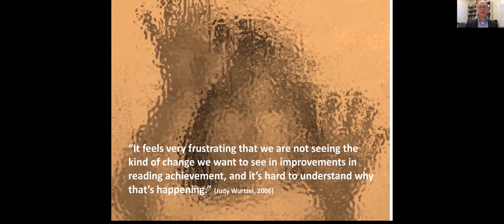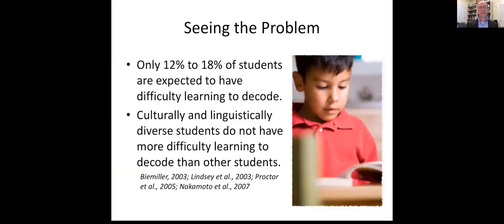Well, it's actually not really that hard to understand once you've identified the problem. And the problem is this: you're only going to have maybe an upwards of 18% of students with difficulty learning to decode across a population. That's a pretty high number, actually. It's probably lower than that. And children who are culturally and linguistically diverse don't have this disproportionate difficulty learning how to decode or read the words off of a page.